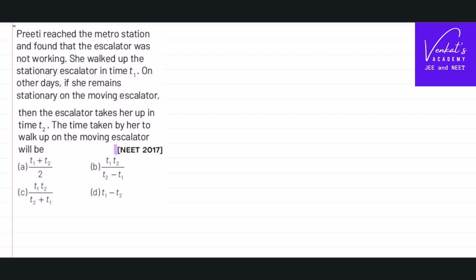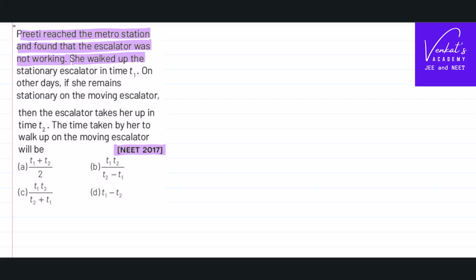We are handling a problem of NEET of 2007 that's from one-dimensional motion. Looks like a very big problem, but it's actually very simple. Let's try to understand. It is given that Preeti reached the metro station and found that the escalator is not working. What do you mean by escalator is not working?